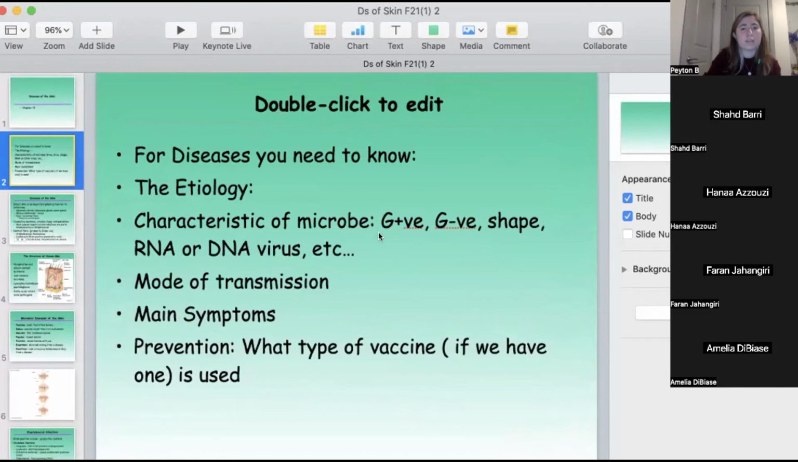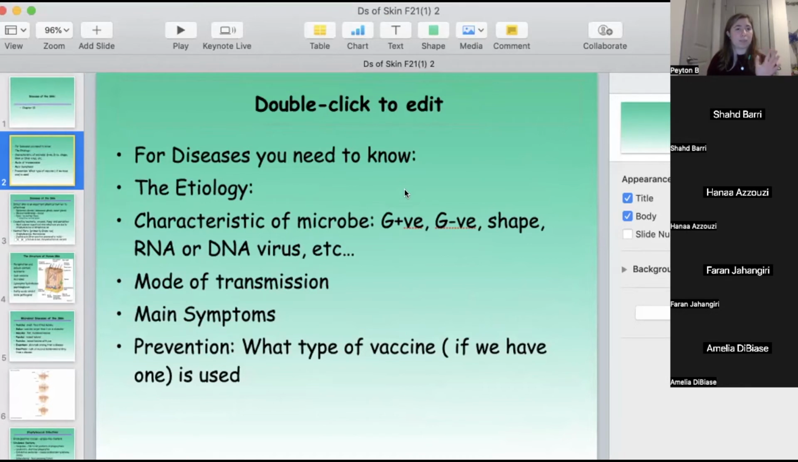For diseases, you need to know the etiology, the characteristic of the microbe, so if it's a bacteria or a virus, and what kind of bacteria or virus it is. The mode of transmission, so if it's respiratory or fecal-oral. And its main symptoms and what's used to prevent it. Those 5 things you need to be familiar with about each disease.